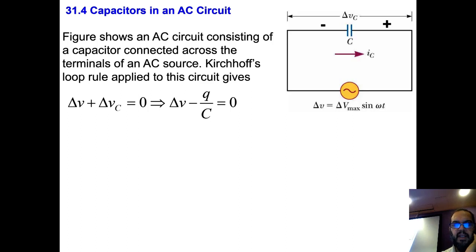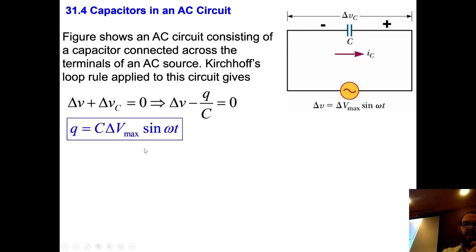Actually, I should have reversed this. Then if we solve for Q, the charge is equal to C times delta V. Since delta V is delta V max sine omega t, we obtain Q, the charge across the capacitor, is C delta V max sine omega t.